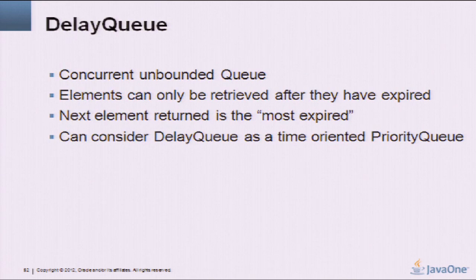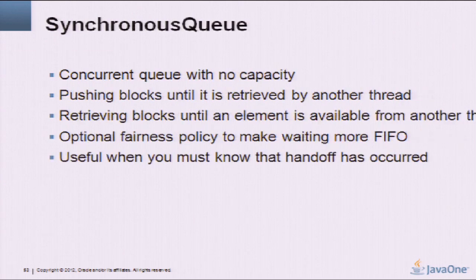Delay queue is a specialized queue where you can't pop the item out of the queue until after a specified delay occurs. This can be used very much like a priority queue, but for time-oriented things. You set a delay of not before this particular time. So it's a specialized queue.